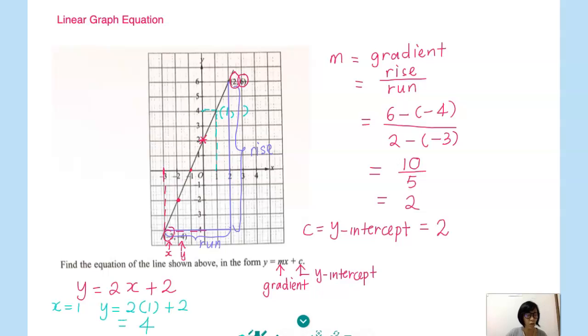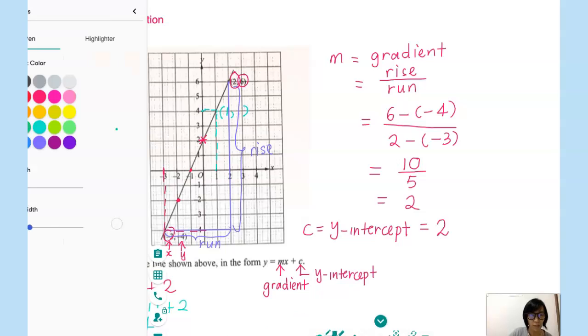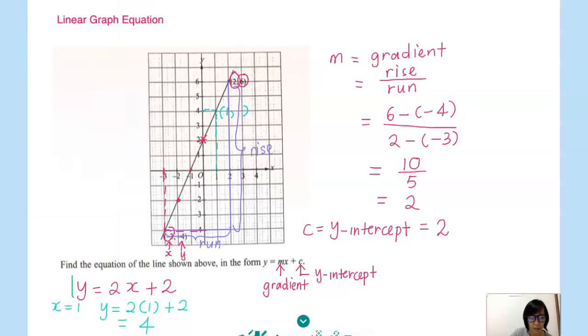So therefore, this is just a quick check that we got the equation correct. So therefore, this equation is representative of this particular straight line. And this is the final answer. All right.